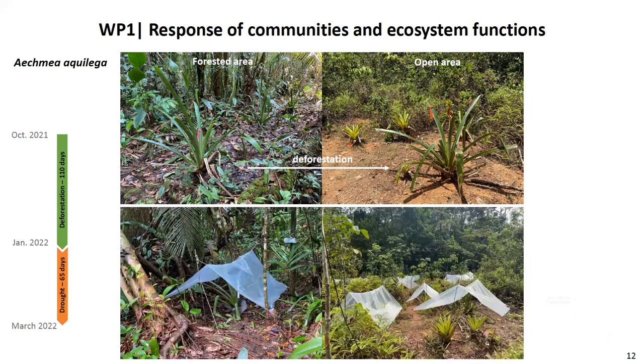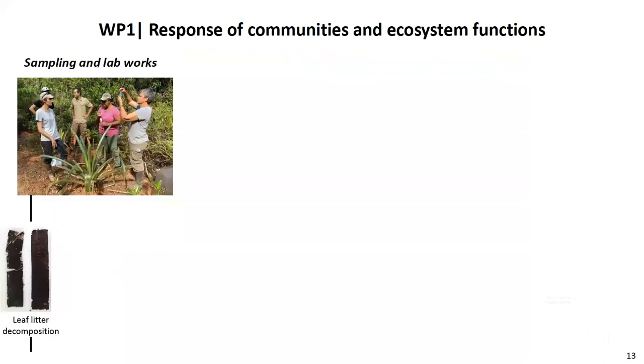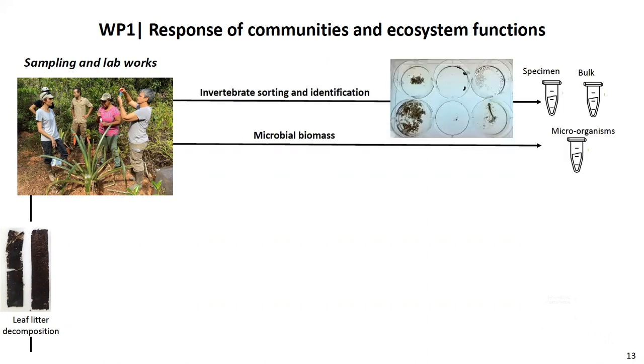Then in January 2022, we placed rain shelter above all tank bromeliads for the drought treatment. And in March 2022, at the end of the experiment, we collected all the leaf litter inside of the tank to be able to study the decomposition. And we also collected all the aquatic invertebrates by pipetting water inside of the tank.